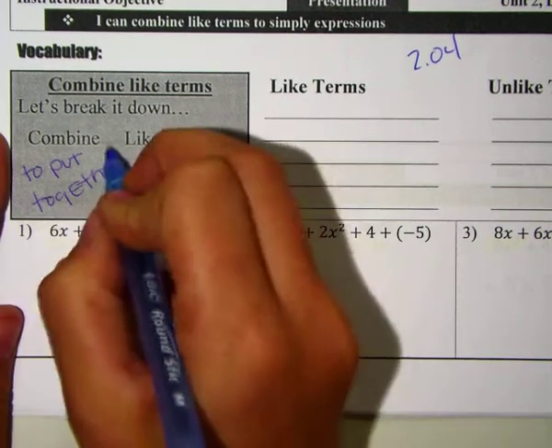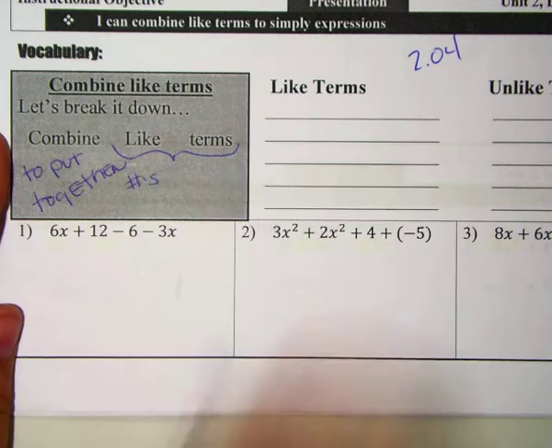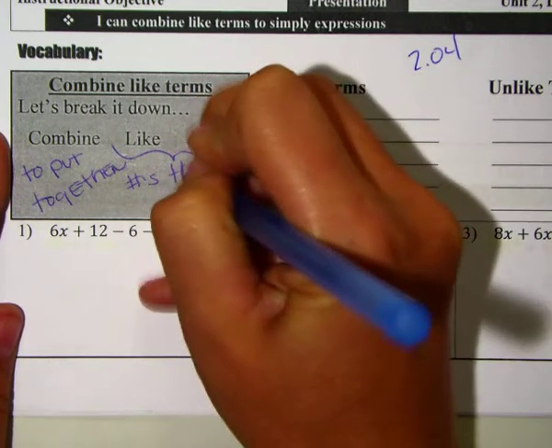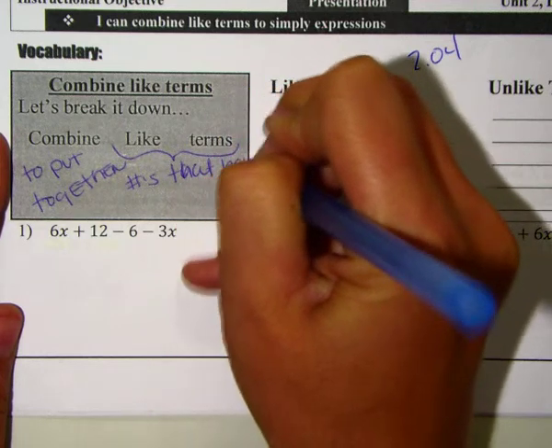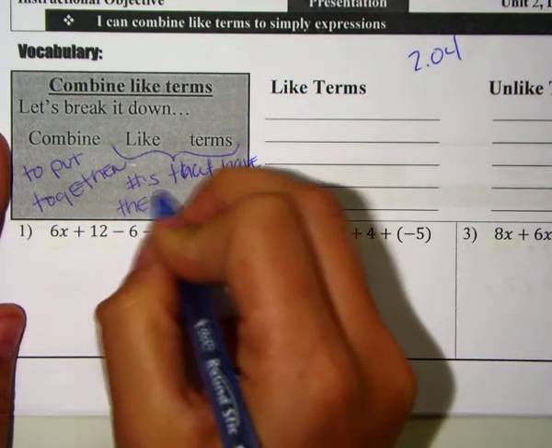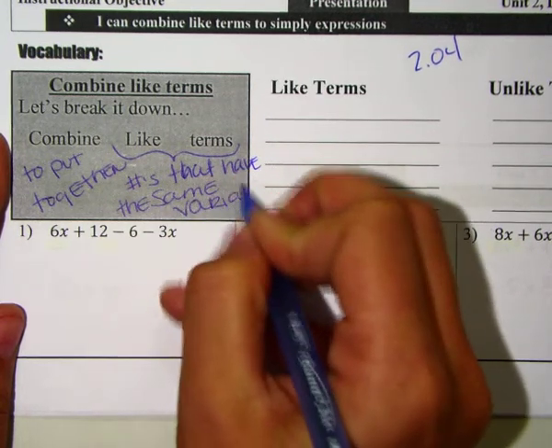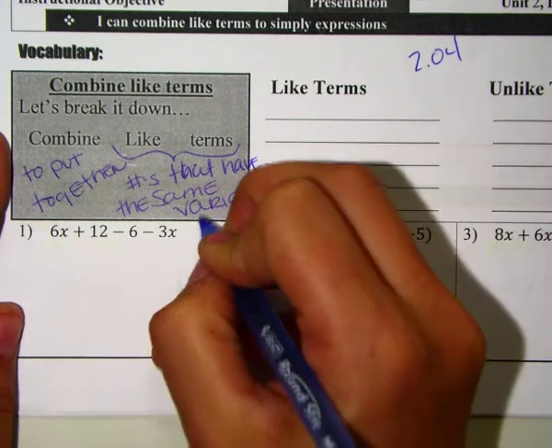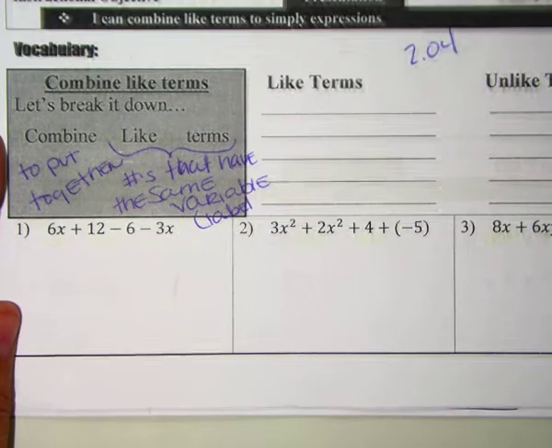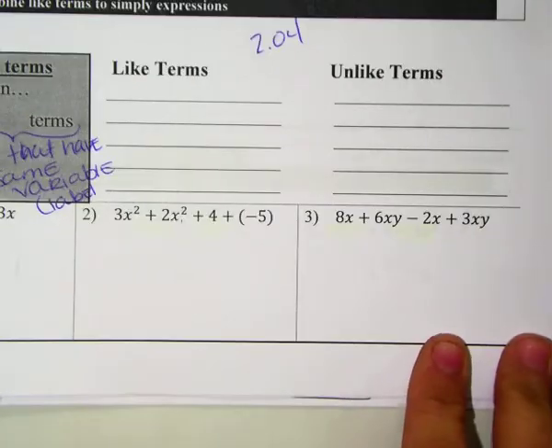And then like terms, they're numbers that have the same variable. So numbers that have the same variable. And I'm going to refer to the same variable as the same label. Okay. So let's go over some examples of like terms and then some unlike terms.